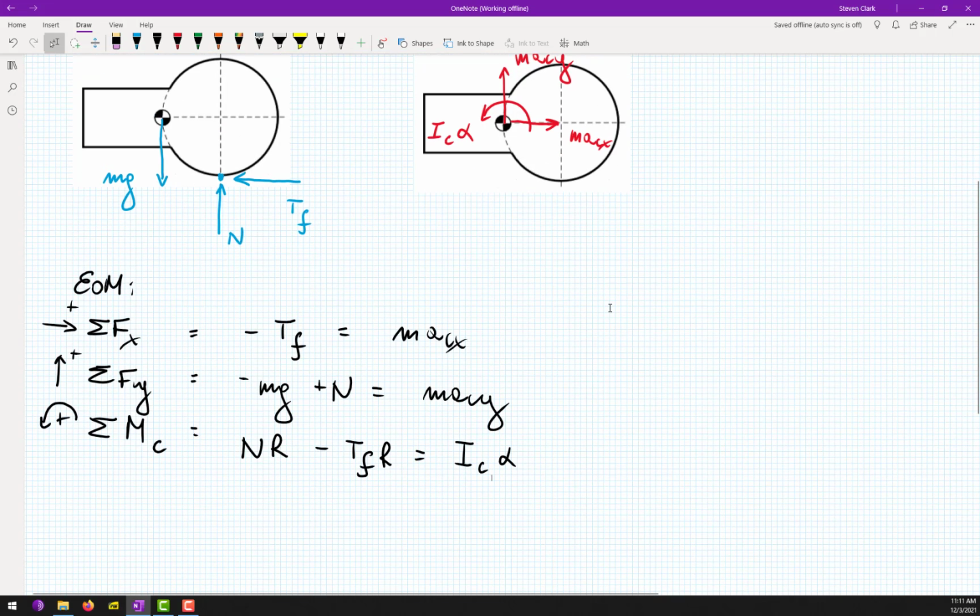So let's count number of unknowns. This is not known. This is not known. This is also not known. I also think that this is not known. And alpha is not known as well. So unfortunately, we have 3 equations only and 5 unknowns.